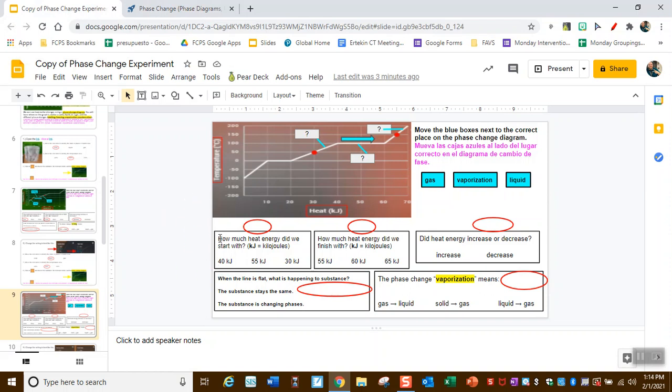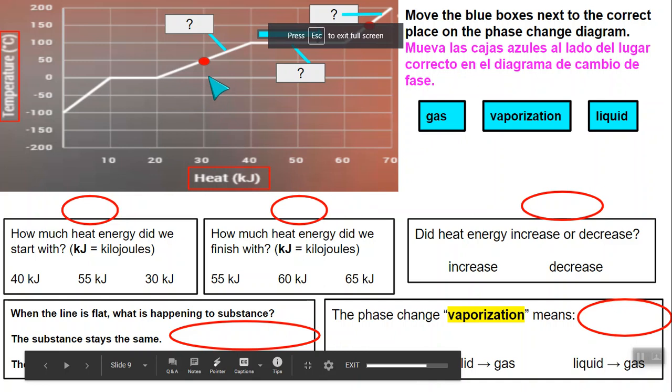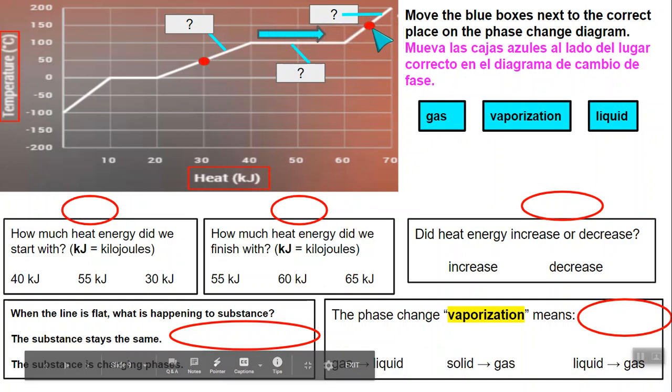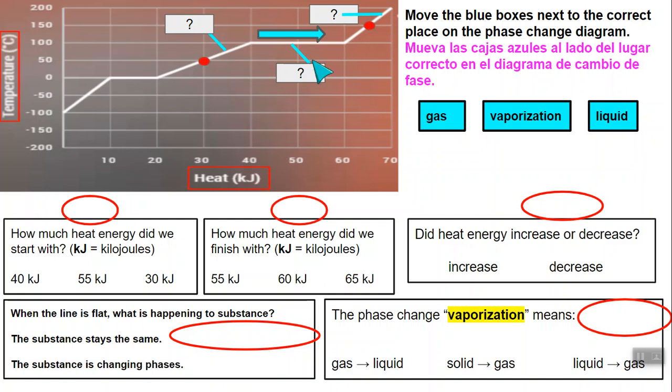Okay, so let's do this together one more time, and then the next two you guys are going to do by yourself. Vamos a contestar esas preguntas juntos y las próximas dos lo van a hacer solito. How much heat energy did we start with? ¿Cuánta energía de calor empezamos? So now we start here and we finished here, right? Ahorita empezamos aquí y terminamos acá.